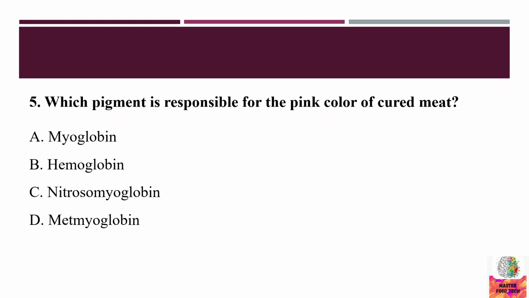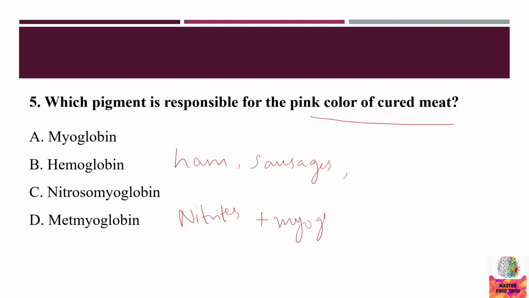Next question. Which pigment is responsible for the pink color of the cured meat? So in cured meat products like ham, sausages, the nitrites react with the myoglobin. So usually in meat products, you'll see nitrites react with the myoglobin. So myoglobin is already present in the meat.